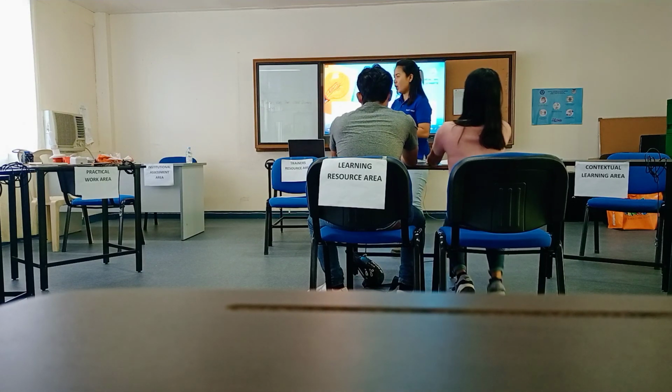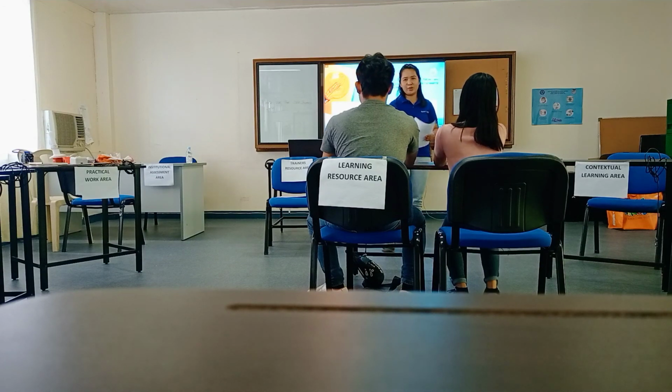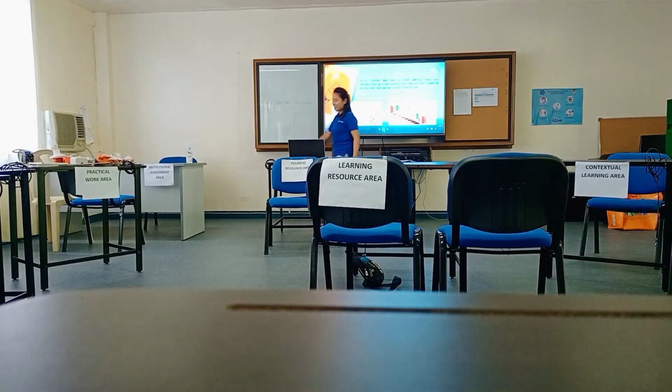Trainees, for tomorrow, you will read the CBLM at the contextual learning area. But before that, get your CBLM at the trainers resource area and read. You may select another unit of competency. You may read the information sheet again at the contextual learning area, and answer the self-check again and check your answers against the answer keys. Okay? That's all for today. Thank you, trainees. See you tomorrow. Thank you, ma'am. Bye.